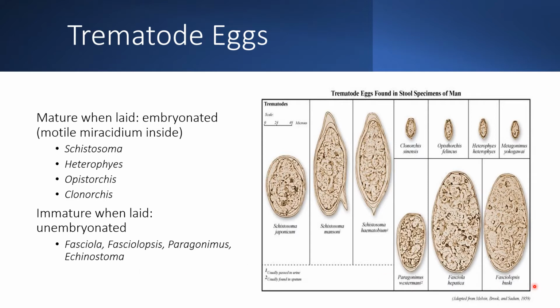As you can see in the picture, it clearly shows that Fasciola hepatica and Fasciolopsis buski are somewhat similar to each other, and they are among the largest eggs present. We have as well your Schistosoma species, which have distinct spines on their surface. And we have the minute eggs of Metagonimus, Heterophyes, together with Opisthorchis and Clonorchis.